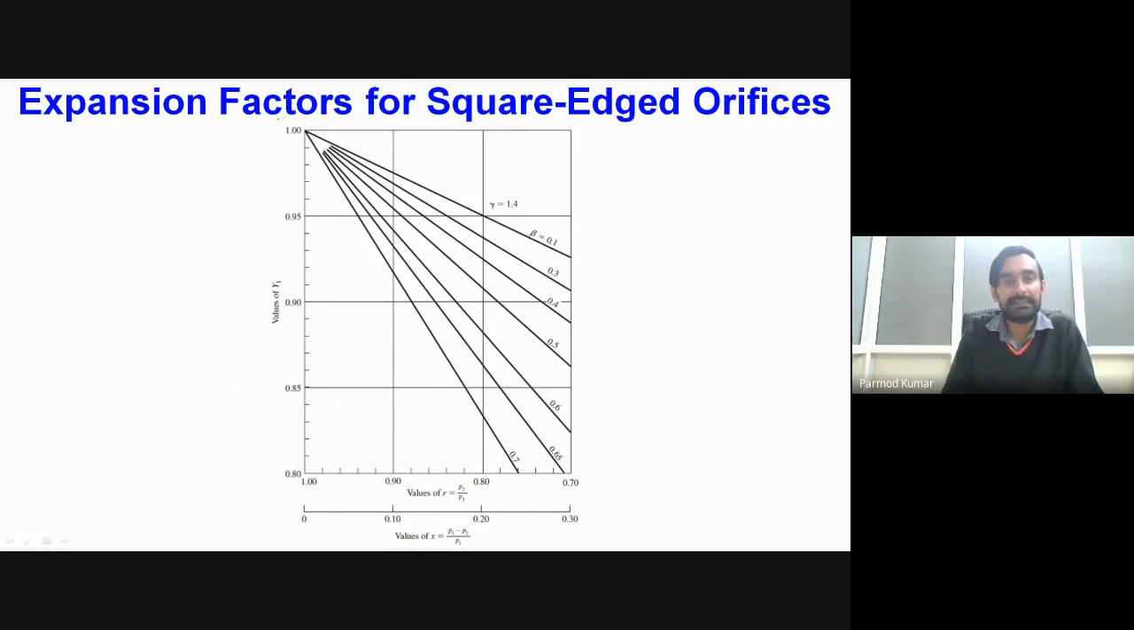Then this is the corresponding value of the expansion factor for square edged orifices. We may have an orifice of circular cross section, or an orifice of square cross section where we provide some curvature at the corners. The factor represented over here is for the square edged orifices. This is also for gamma equal to 1.4 and different values of the beta area ratio, and these are the values of the pressure ratio.